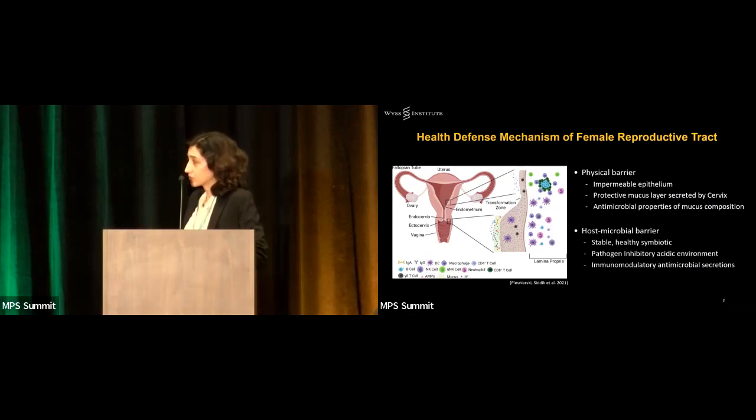For instance, Lactobacillus crispatus is a lactic acid bacteria, so it produces a lot of lactic acid in that microenvironment, which reduces the pH of that environment, makes it acidic, and as such inhibitory to the pathogens. These bacteria also produce a lot of immunomodulatory components that also contribute to the health mechanism of the cervicovaginal microenvironment.